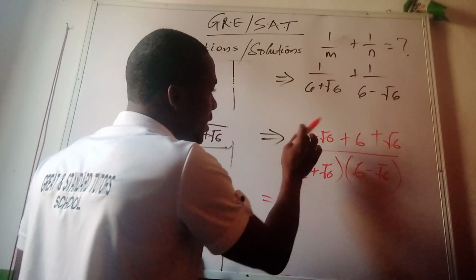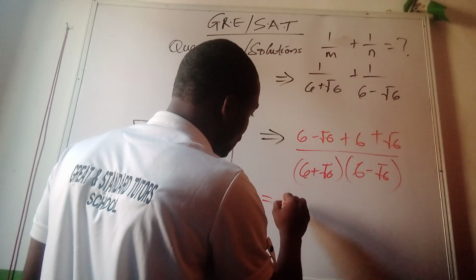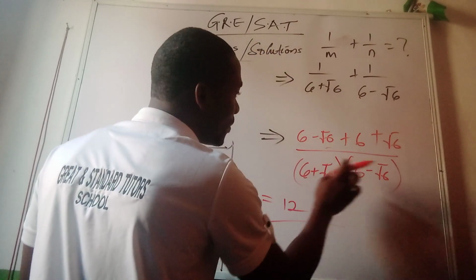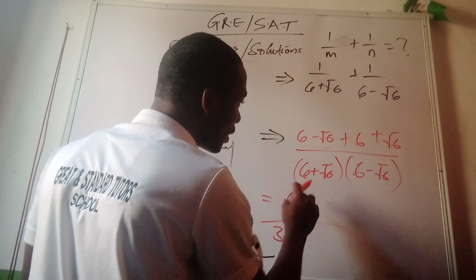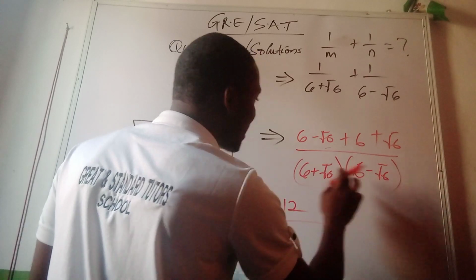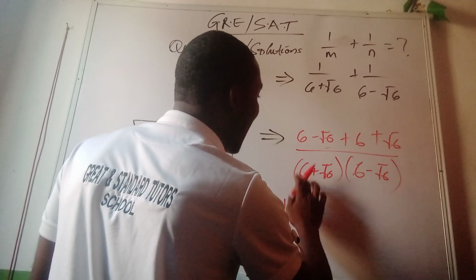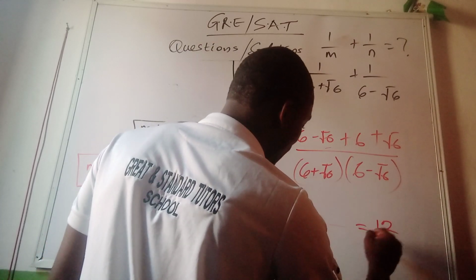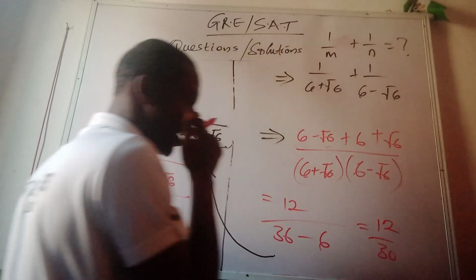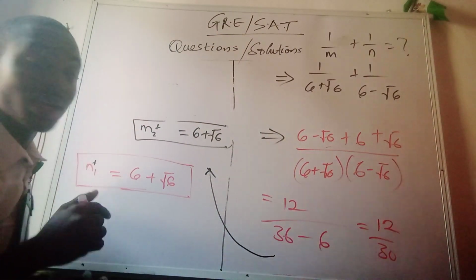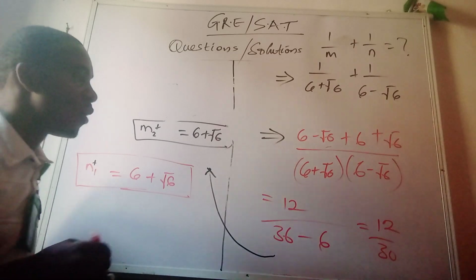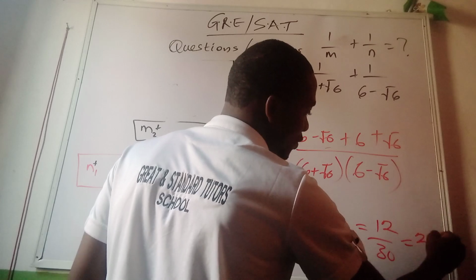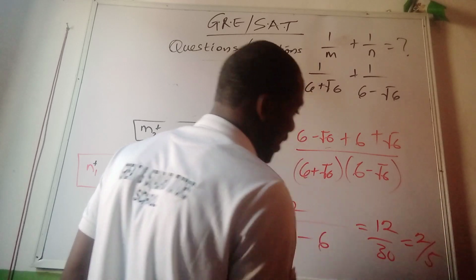So we have 6 plus 6, which gives me 12, and this root 6 cancels out. I'm going to open up: this is 36, and this is minus 6 root 6, and this is plus 6 root 6 which goes, and this is minus 6. So at the end of the day, I have 12 over 30, which is my final answer. What further simplification can I do with 12 over 30? I can divide by 6: here I have 2, and here I have 5.